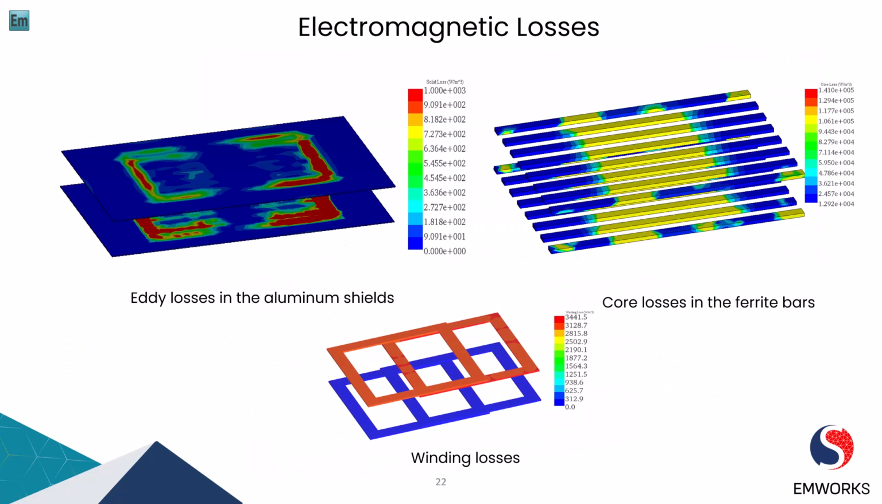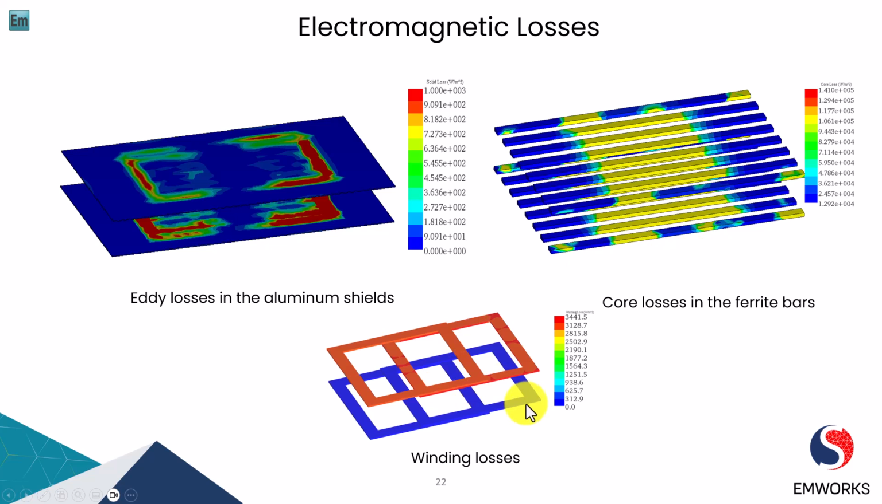Moving ahead, we have also evaluated the electromagnetic losses occurring in the material when it is subjected to a changing magnetic field, which in turn produces heat and causes energy losses. On the right-hand side, we can see the core losses occurring in materials like ferrite bars that are used to guide and shape the magnetic fields in the system. This causes the material to absorb energy, leading to energy losses and heating.